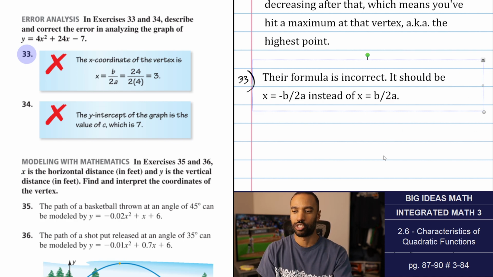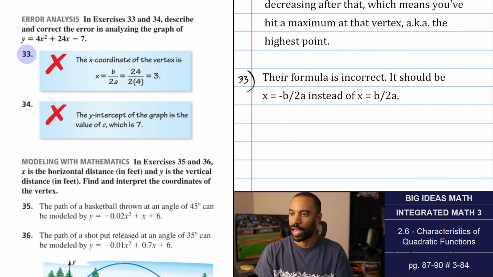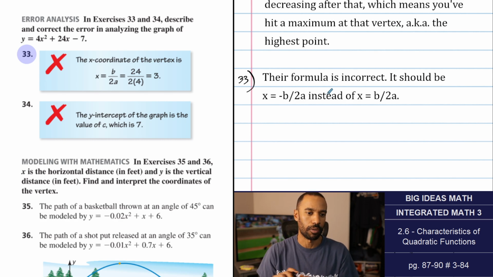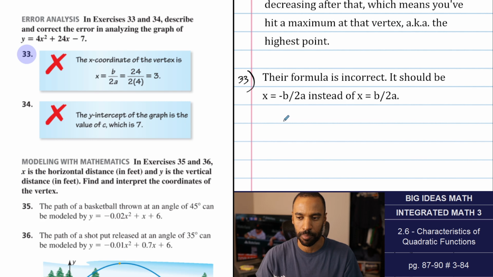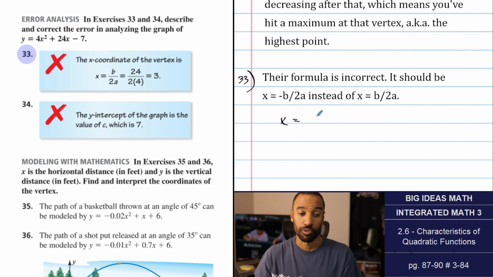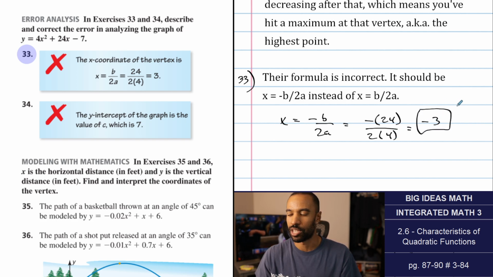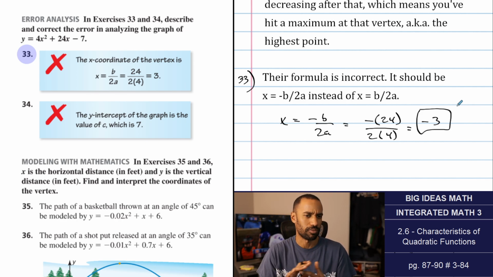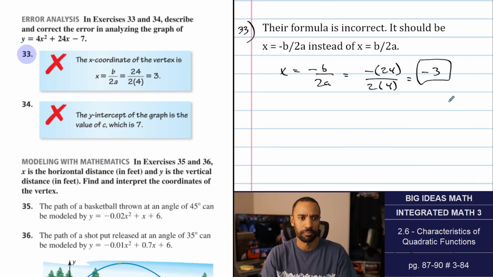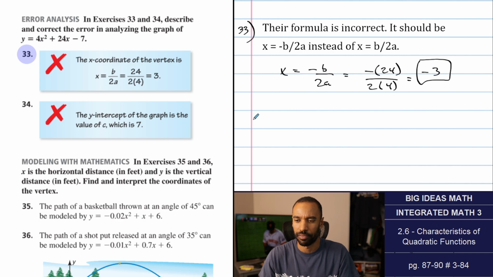I know we're not deriving where it comes from. If you know the quadratic formula, you can probably discover part of where it is. I talked about it back in IM2 videos when we did this kind of stuff. Negative b over 2a, negative 24 over 2 times 4. You could also use calculus, but that's a far cry for you guys right now. So it's negative 3, basically. It's not positive 3, it's negative 3. I don't think they want us to do anything more than that, but that's the x-coordinate of the vertex.